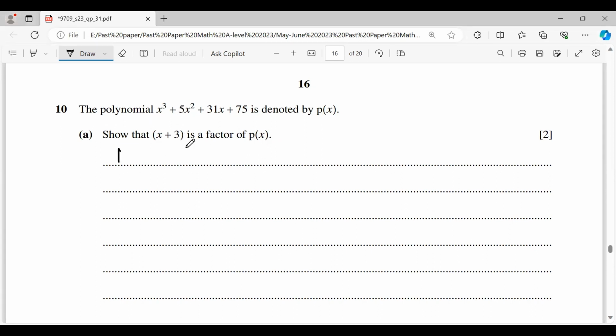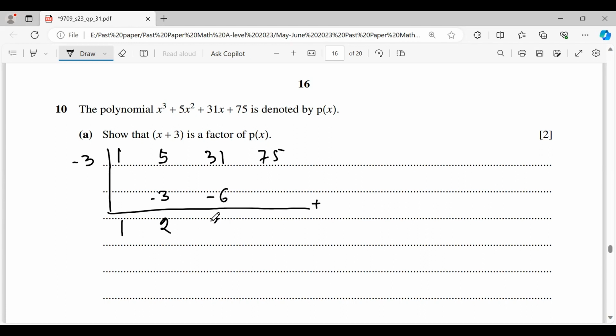The coefficients are 1, 5, 31, 75. We divide by negative 3, because x plus 3 equals 0, so x equals negative 3. 1, then negative 3 times 1 is negative 3. Negative 3 times 2 is negative 6, then 25, then negative 75. And the remainder equals 0.